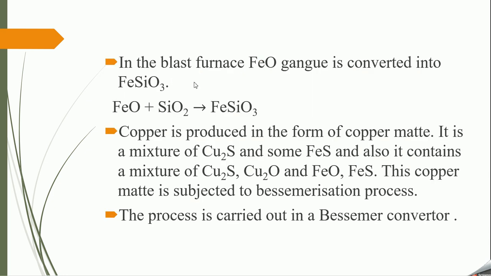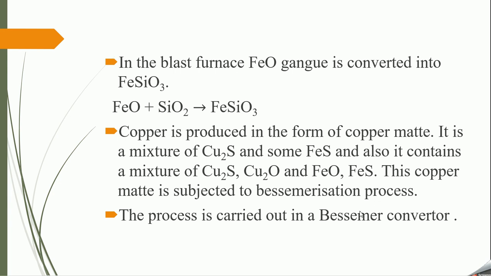Now, the mixture of roasted ore, coke and silica is taken in the blast furnace. In the presence of hot air, the iron oxide reacts with the silica to form iron silicate, and copper is produced in the form of copper matte. It is a mixture of cuprous sulfide and some iron sulfide. Then it is subjected to the Bessemerization process.